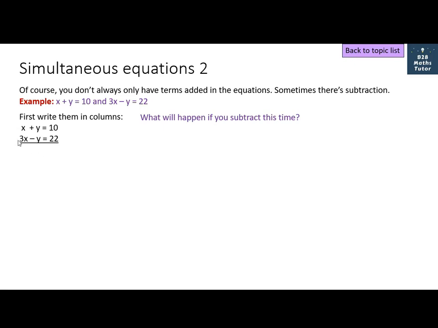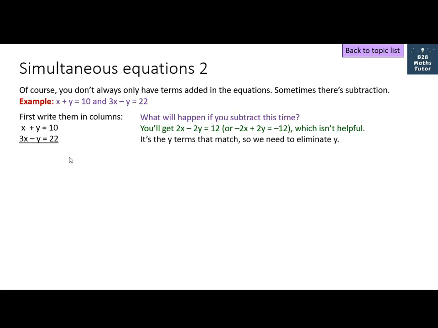Or if you did the bottom take away the top, you get 3x minus x is 2x. Negative y minus positive y is negative 2y. And 22 minus 10 is 12. So that's the two possibilities. And neither of those is very helpful because you've still got x's and y's in them both. We need to get rid of either the x or the y. Now it's the y terms that match, apart from one being positive and one being negative. So we need to eliminate the y.